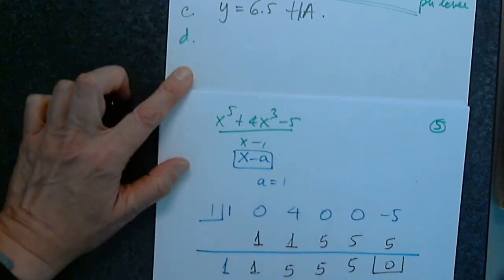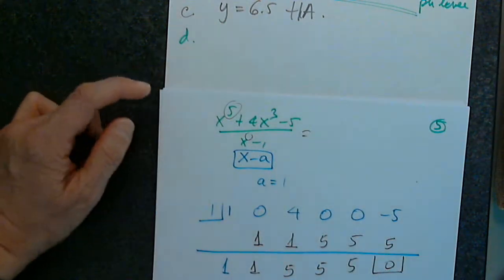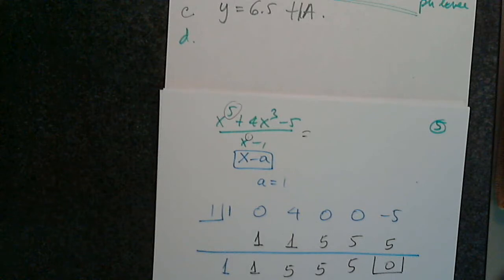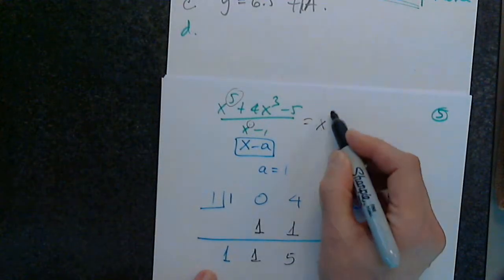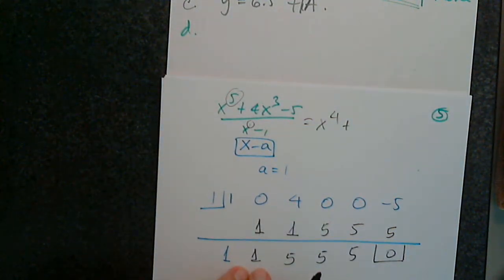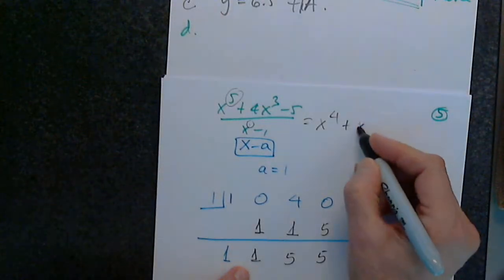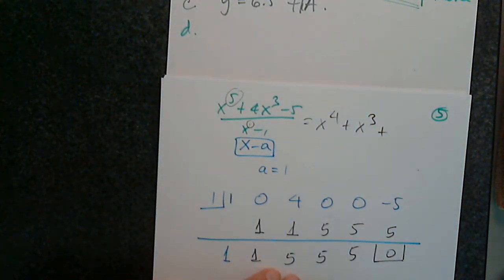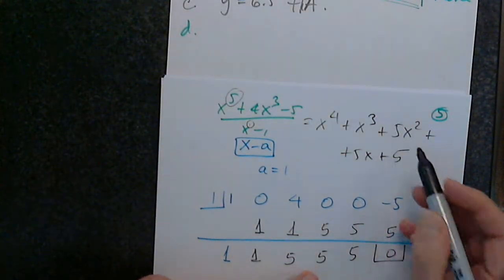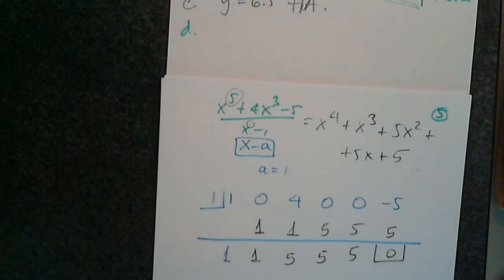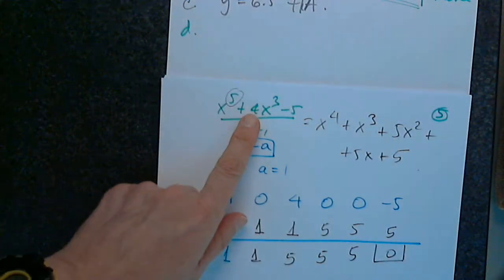Let me ask you this. If we divide degree 5 by degree 1, which degree do we get? 4. Very good. So then this is the leading coefficient. The leading coefficient belongs to which degree? Very good. X to the 4th plus x to the 3rd plus 5x squared plus 5x plus 5. Do you think that x minus 1 is or is not a factor of x to the 5th plus 4x cubed minus 5?